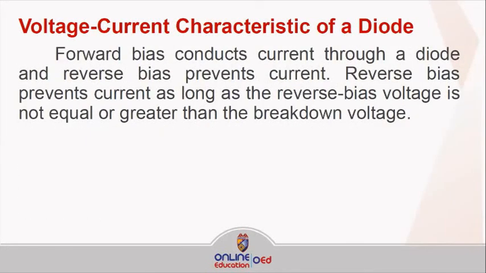Okay, now we will discuss the voltage-current characteristic of a diode. As you can see, we are in the condition called the forward bias. So forward bias conducts current through a diode. Then kapag reverse bias, it prevents current, as long as the reverse bias voltage is not equal to or greater than the breakdown voltage.